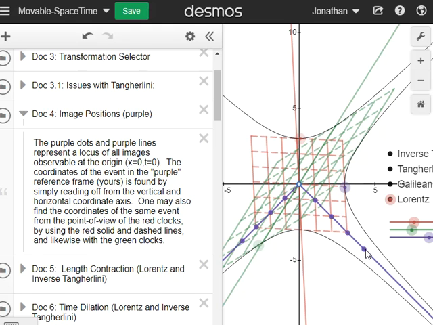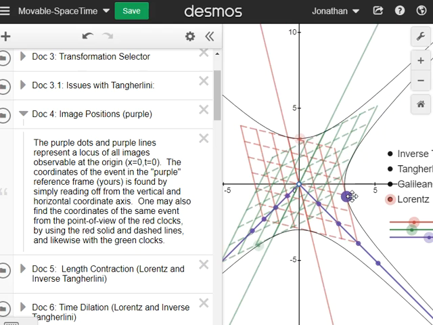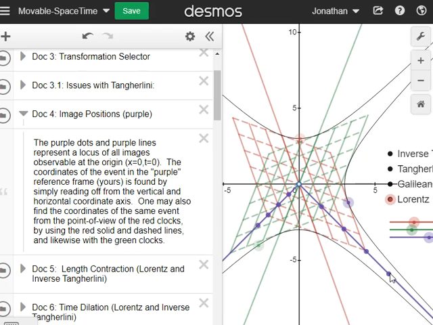So for instance, this event here, let me move it down a little bit. This event here would be somewhere around -6 in time and +6 in space.